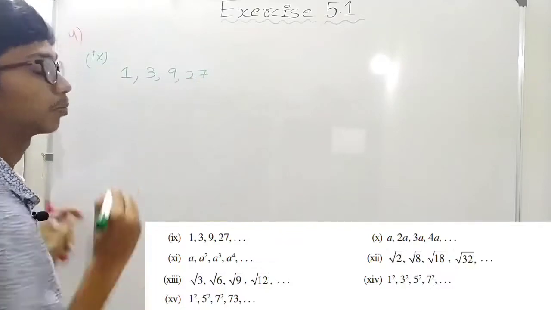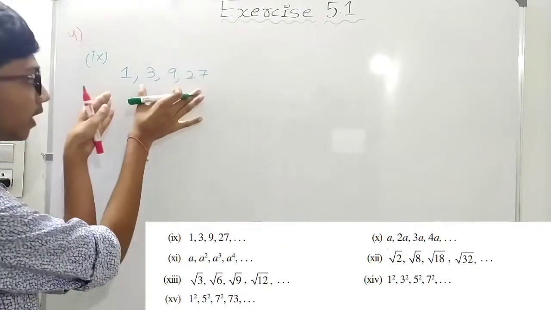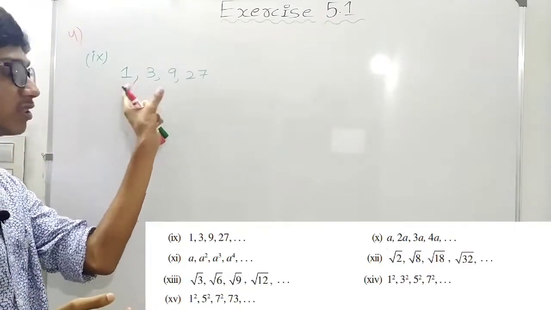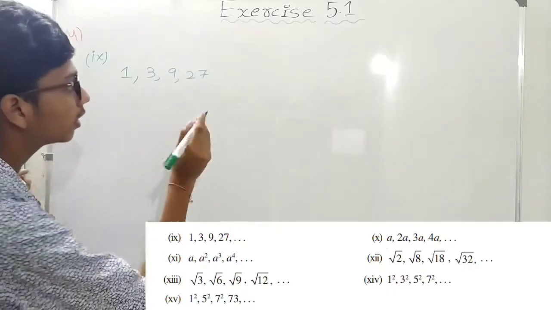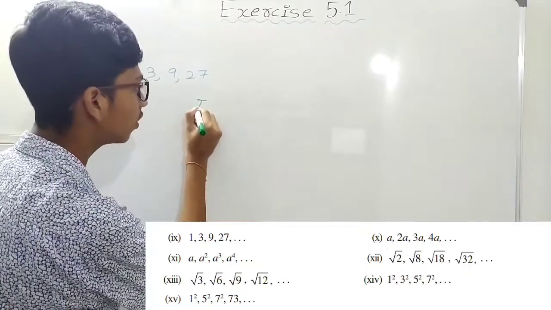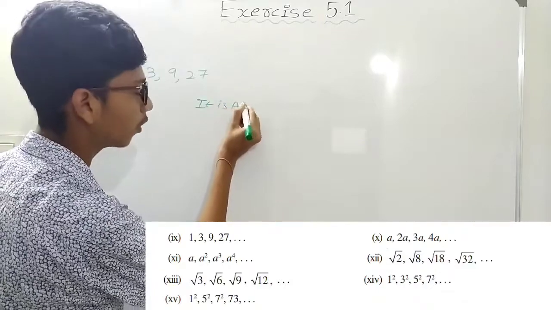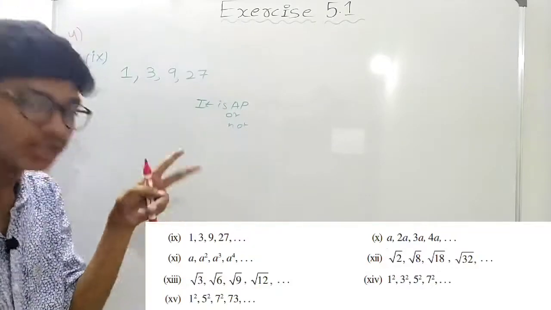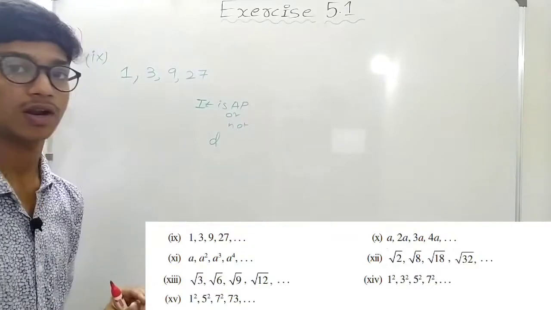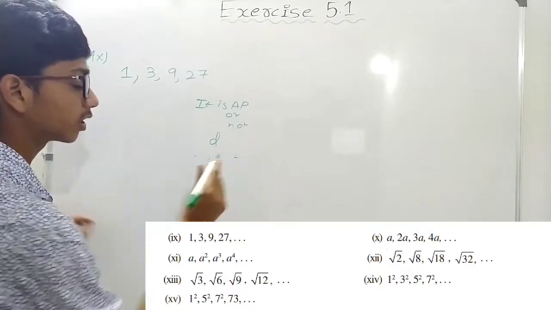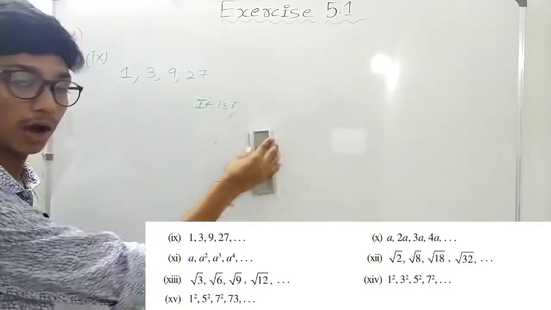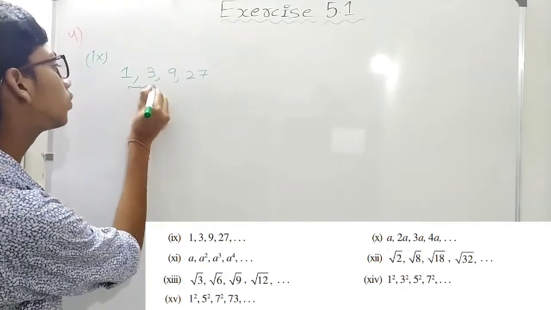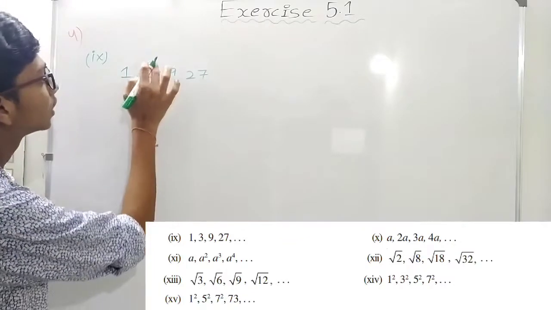In this series, first of all, check whether it is in the arithmetic progression. The question is: first of all, is it an AP or not? If it is an AP, find the common difference and find the next three terms. Just to remind you what was given in the question. To check whether it is in the AP, let's find the differences.